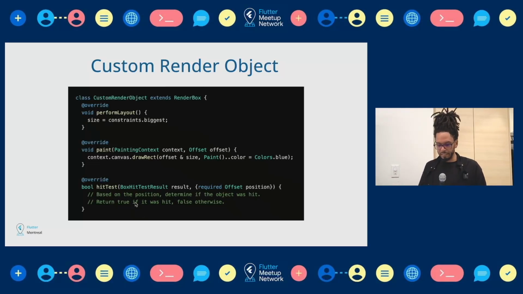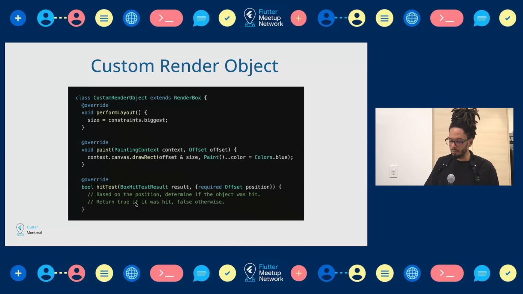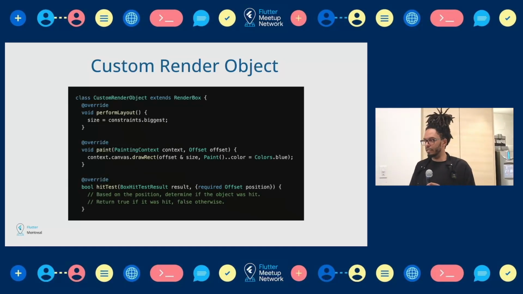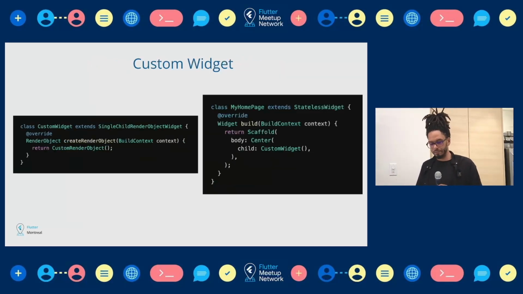I omitted the hit test, but if you want, you can do some math here to calculate which portion of the widget has been clicked, and then return true or false based on whether or not you want to consider this an interaction with this widget or not.